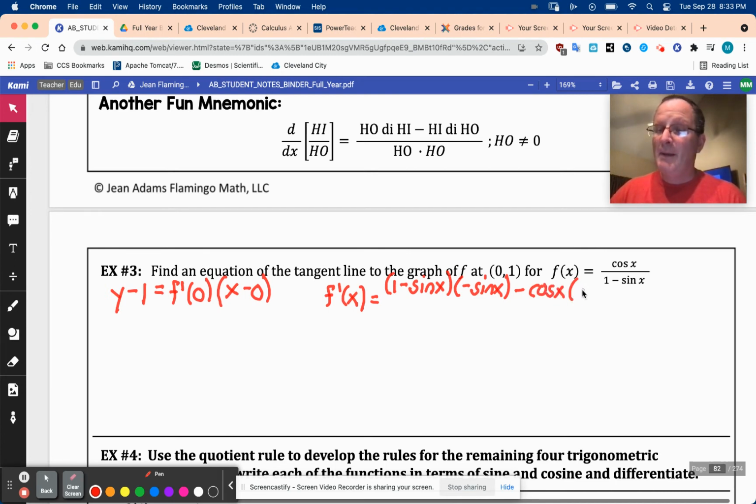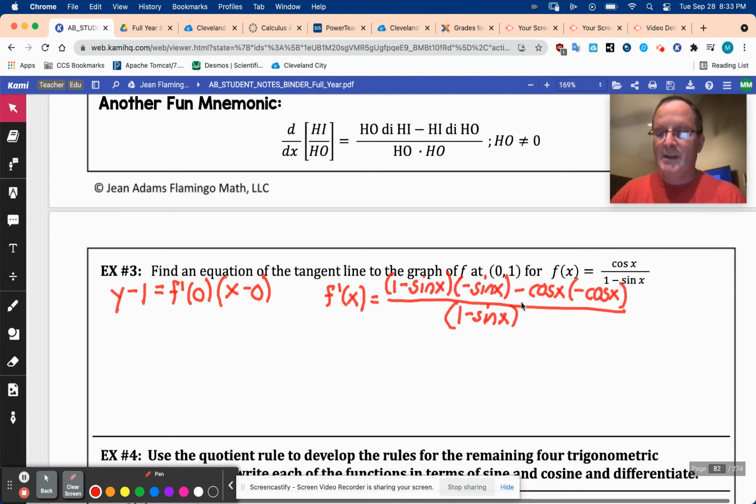And the derivative of the denominator is going to be negative cosine, because the 1 is going to go away, and the derivative of sine is cosine. So the sign stays the same. And then on the bottom, we've got 1 minus sine x squared.